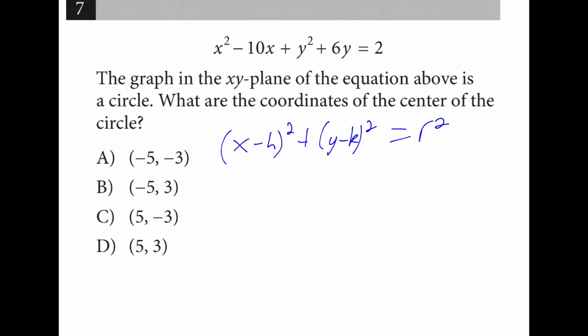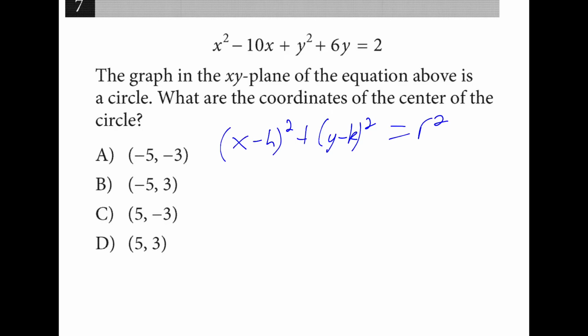Again, this is the equation for a circle. We have to complete the square. So half of -10 is -5. If I square that, I get 25. So minus 10x plus 25. And over here I'm going to write plus 25.